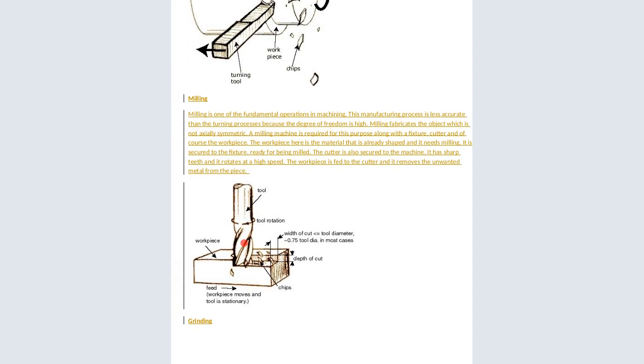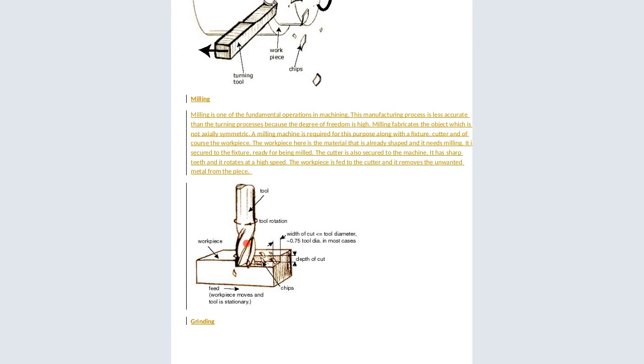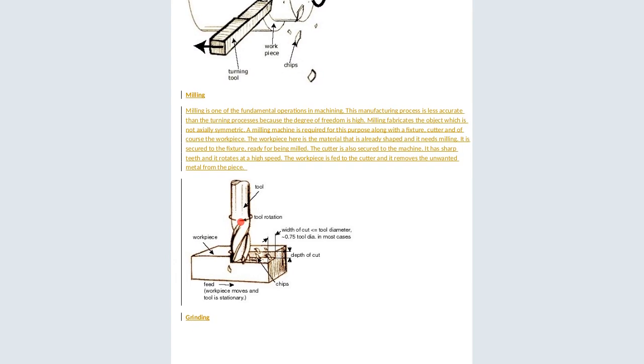Another kind of tool is the milling tool, one of the fundamentals we had talked about. This manufacturing process is less accurate than the turning process because the degree of freedom is high. Milling fabricates objects which are not axisymmetric. The milling machine is required for its purpose along with the fixture, cutter, and of course the workpiece. The workpiece here is the material that is already shaped and it needs milling. It is secured in the fixture, ready for being milled.